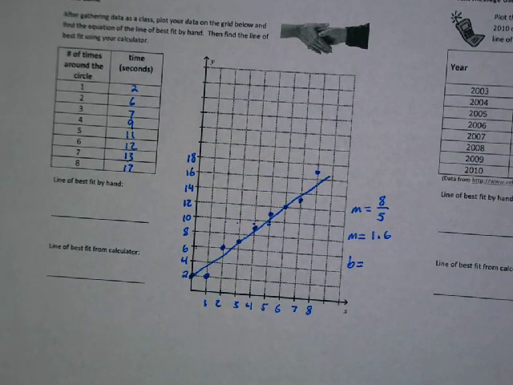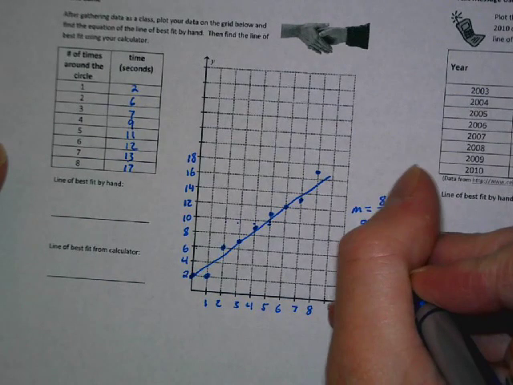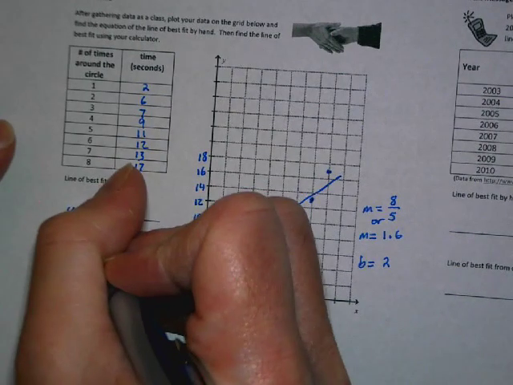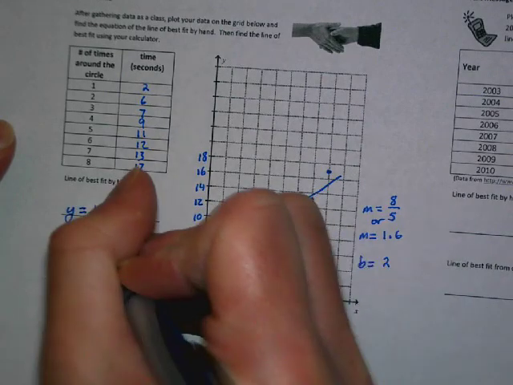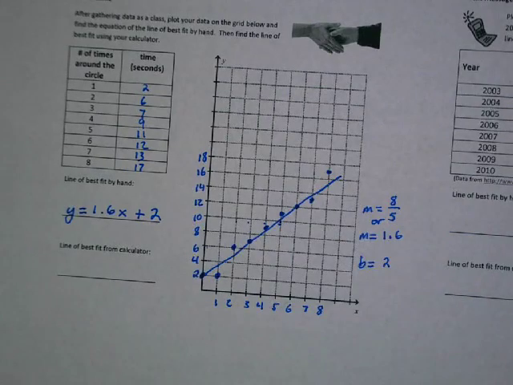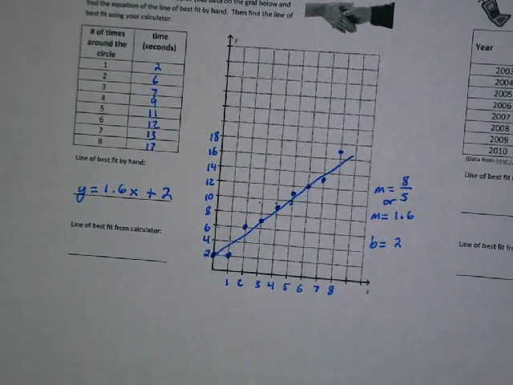Okay, and then my y-intercept. Where does it look like mine crosses the y-axis? 2. Okay. Let me put 4 between those so you know those are the same thing. So there's a slope, there's a y-intercept. I can write an equation now in slope-intercept form of y equals 1.6x plus 2. Once again, since everyone's line might be slightly different, everyone's answer might be slightly different. You don't need to spend a ton of time trying to get it exact because it's an estimate to compare.